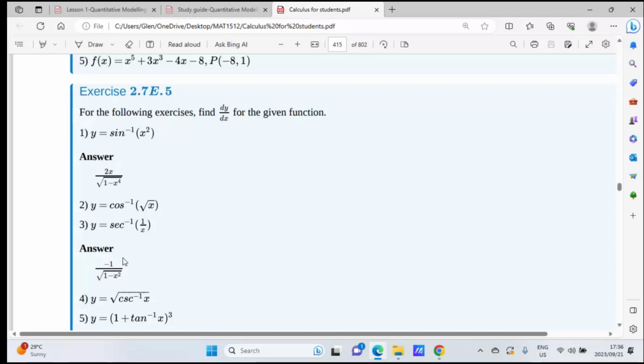Okay, so I got one half times the inverse of cosecant x to the power of negative one half, times negative 1 over the absolute value of x times the square root of x squared minus 1.